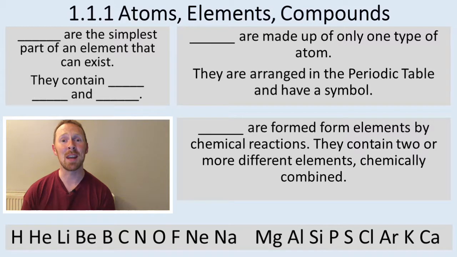The next greeting goes like this: Mg-Al-Si-P-S. Magnesium, aluminium, silicon, phosphorus and sulfur. And the final greeting would be Cl-Ar-K-Ca. Cl for chlorine, Ar for argon, K for potassium and Ca for calcium. So put them all together: H-He-Li-Be-B, C-N-O-F-Ne-Na, Mg-Al-Si-P-S, Cl-Ar-K-Ca.